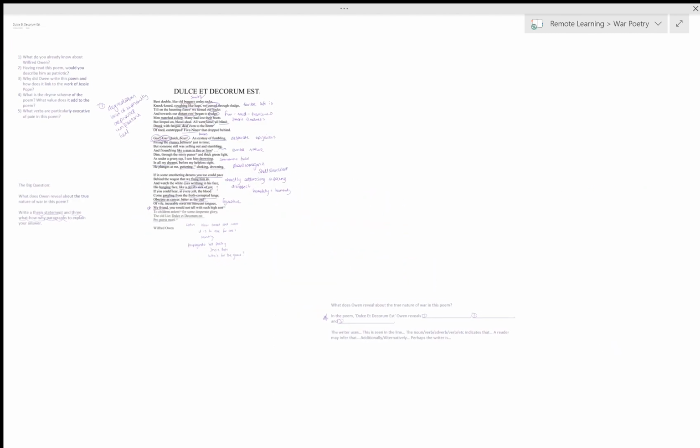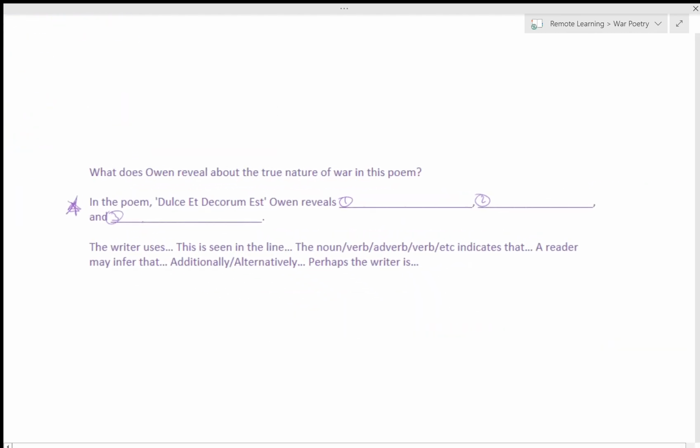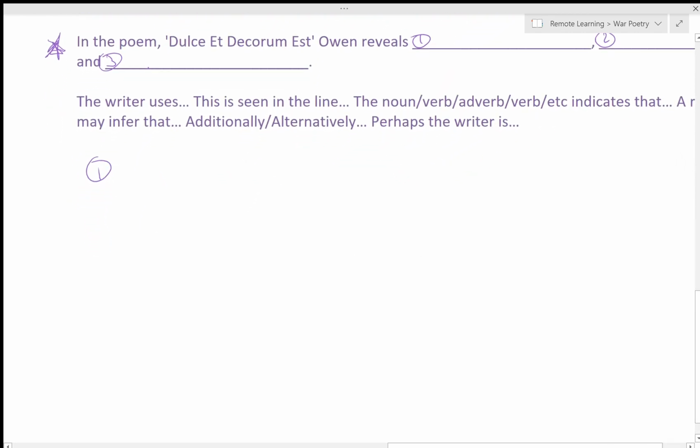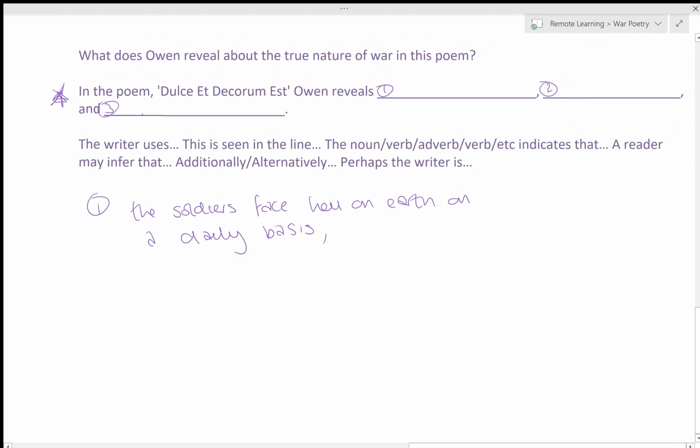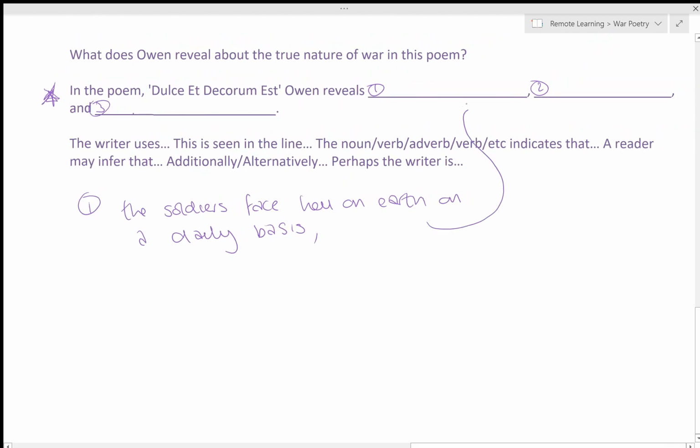So if I go back to my little gap over here, in the poem Dulce et Decorum Est, Owen reveals big idea number 1. I'll write it down here so it's nice and clear. Big idea number 1, I might go for something like the soldiers face hell on earth on a daily basis, comma. And that'd be my first idea that I pop into this little box.